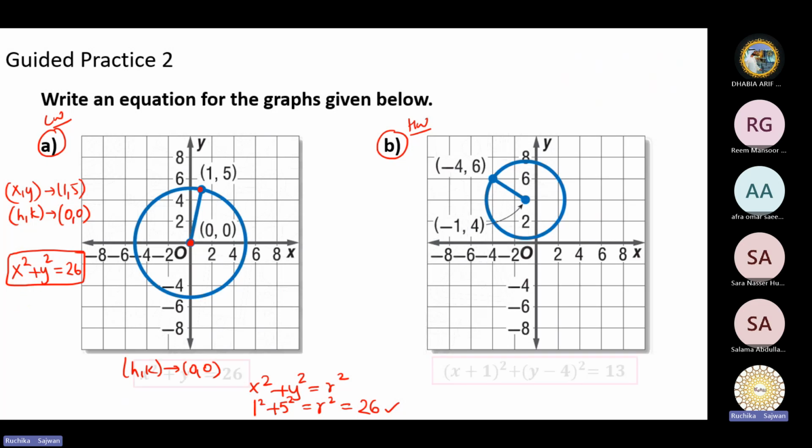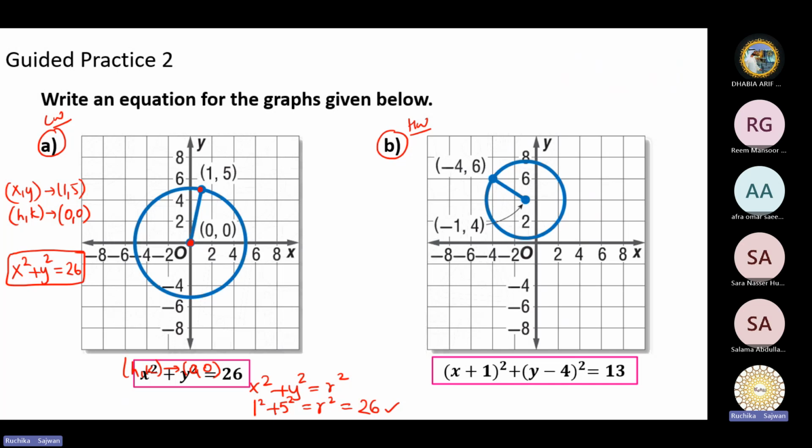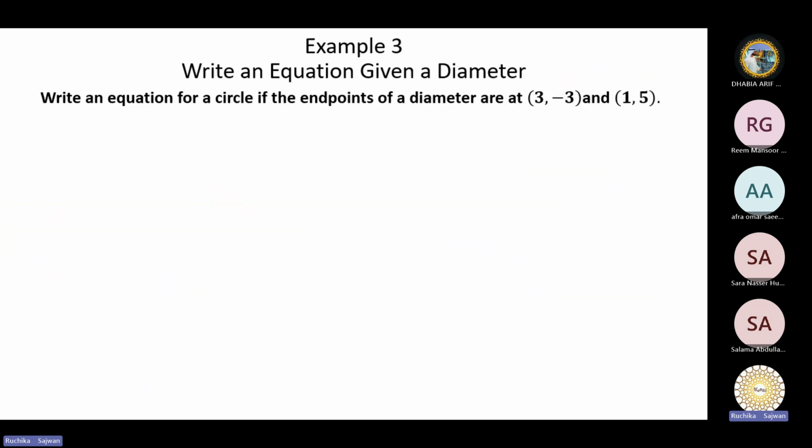Now you can try question number B as your homework. I have provided the final answers in the pink box. Okay. That completes the first part. Wait, can you look? I want to write the question, the homework.